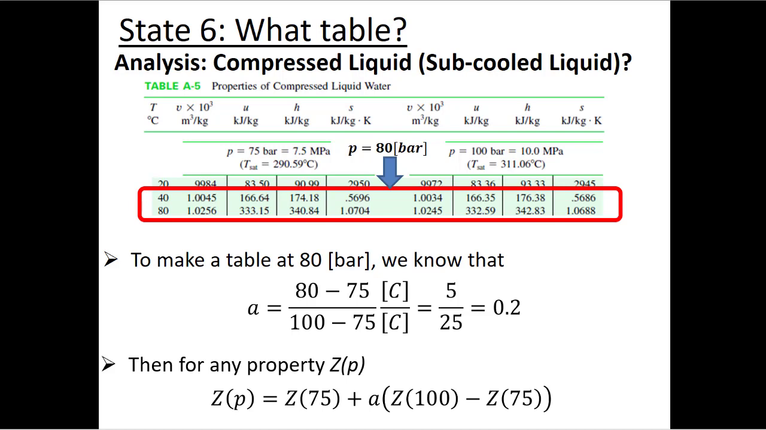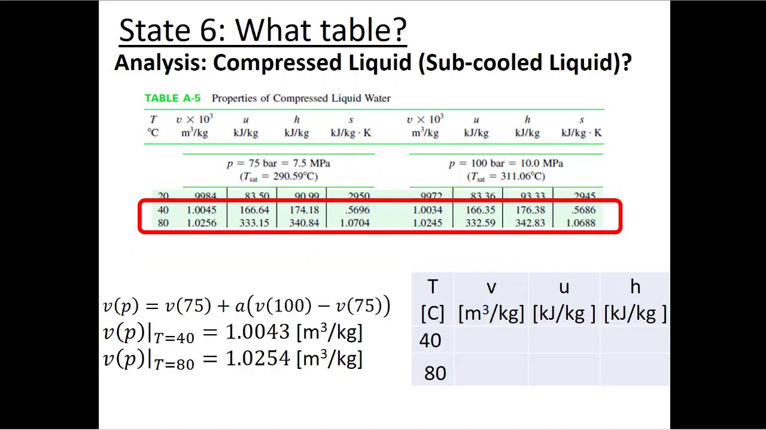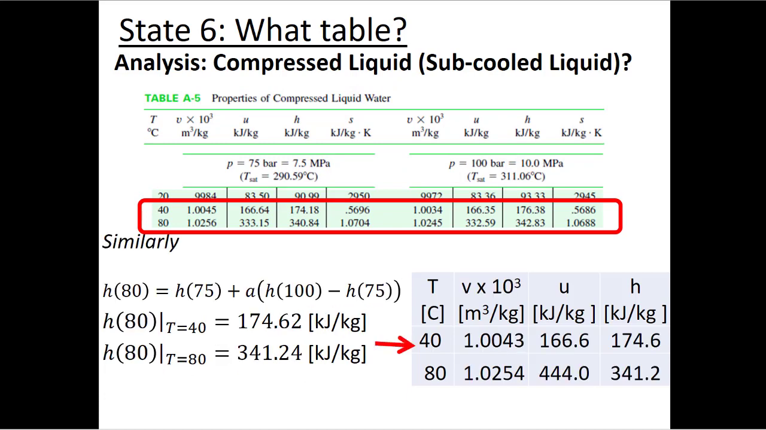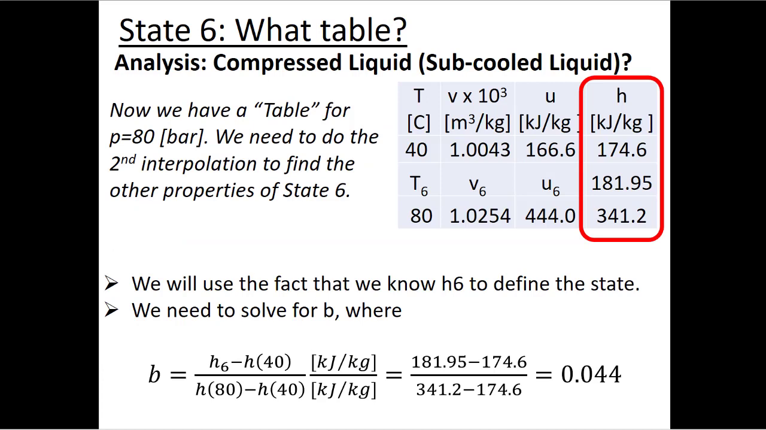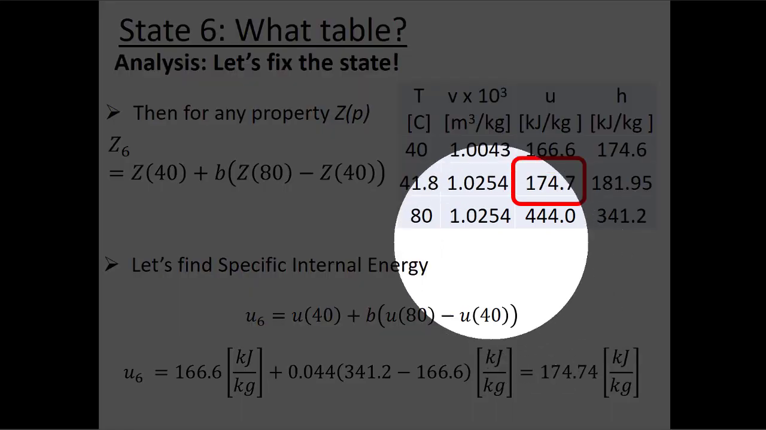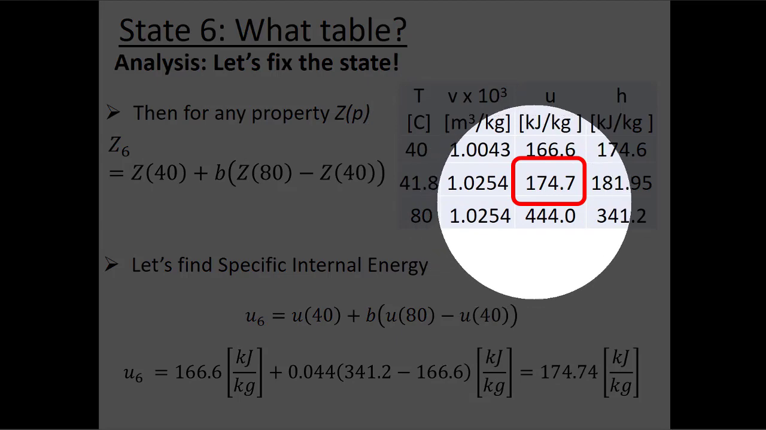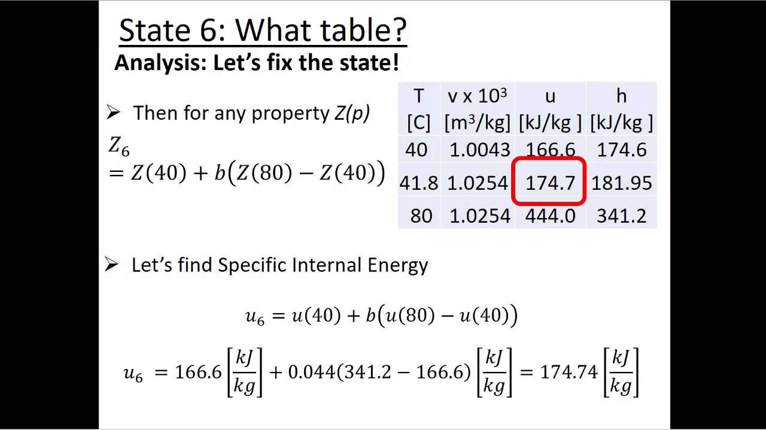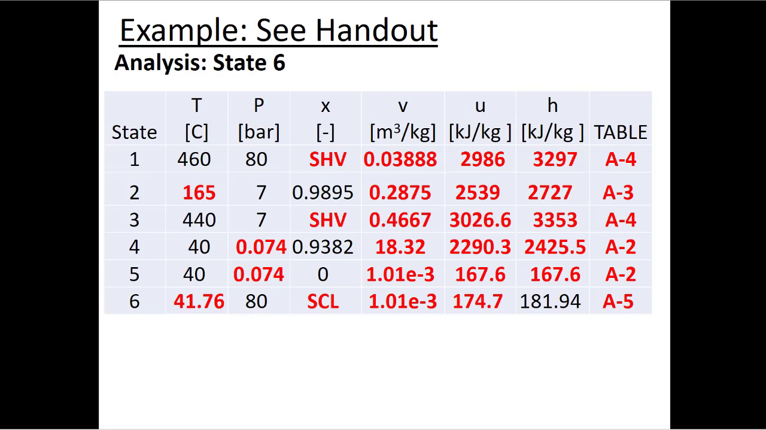We can interpolate. In this case, we found our interpolation factor A between these two pressures. So with that interpolation factor, we made our own table at 80 bar, and then we had to add a row in that table with our known enthalpy, and then we used another interpolation factor to fill in that table and find out what our temperature was between 40 and 80 degrees. Now in this case, it was pretty close to 40, but you can see here our numbers didn't change all that much. And then we could plot this state point on PV and TV diagrams.